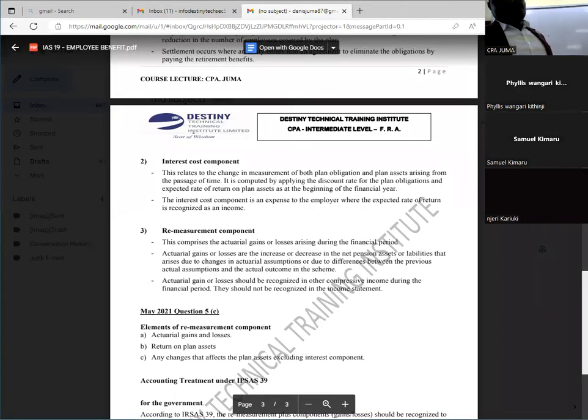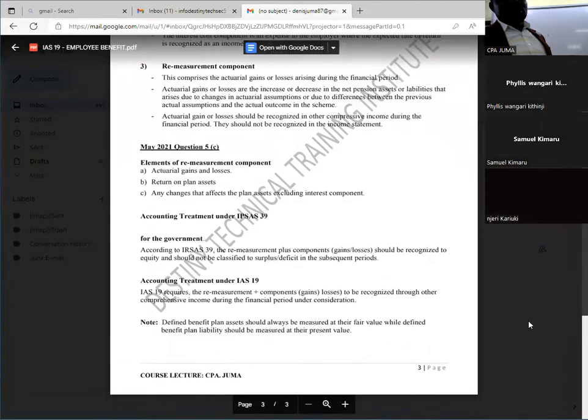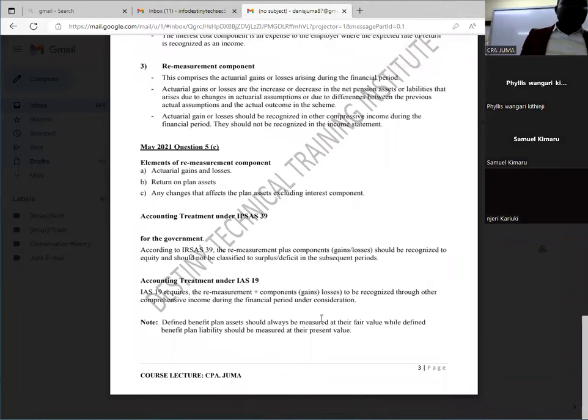Then there is this question which you had read for us, the May 2021, question 5C. They were requesting the elements of the remeasurement component. So remeasurement means looking at the scheme again, how is the performance going? The actuary anticipated this, what is the actual outcome? So the elements of the remeasurement component are the actuarial gains and actuarial losses, return on plan assets, then any changes that affect the plan assets excluding interest components.